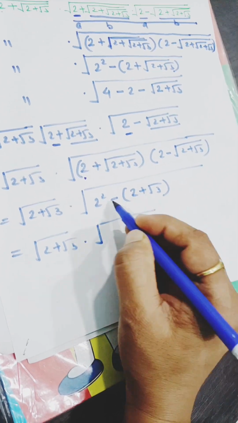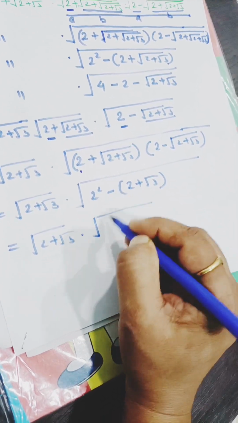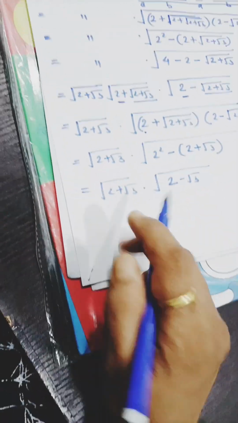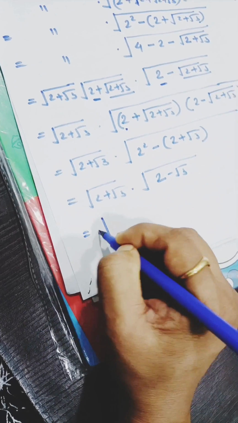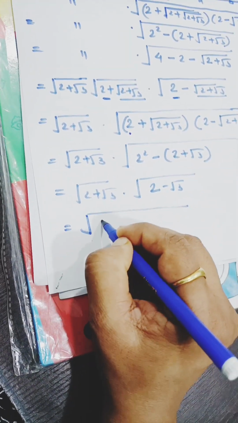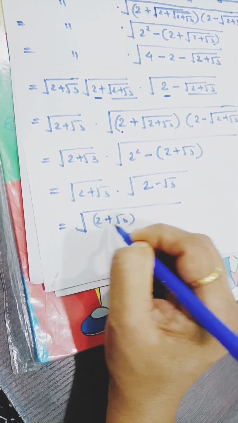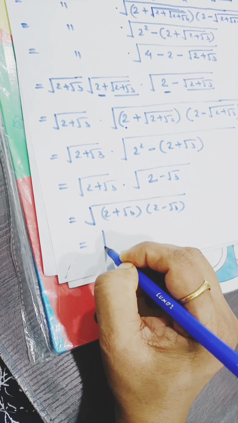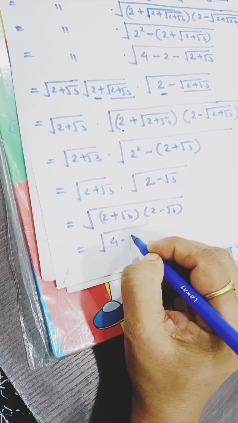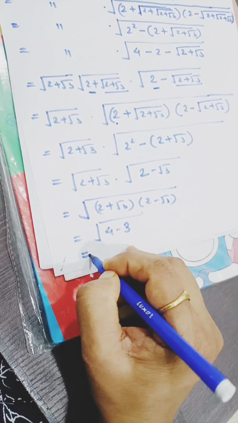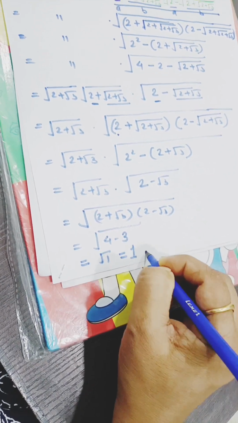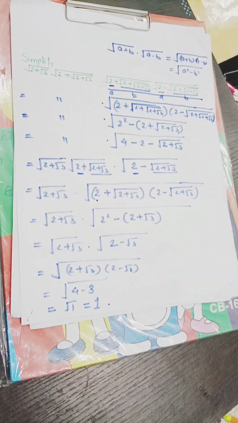Now we will solve this bracket and we will calculate also this. So 4 minus 2 is 2 minus root 3. Now again similar concept we will apply here also. So under single radical we will have 2 plus root 3 in another bracket 2 minus root 3. It means simply 4 minus 3 and which is nothing but root 1 and which is simply 1. So this is the total solution.